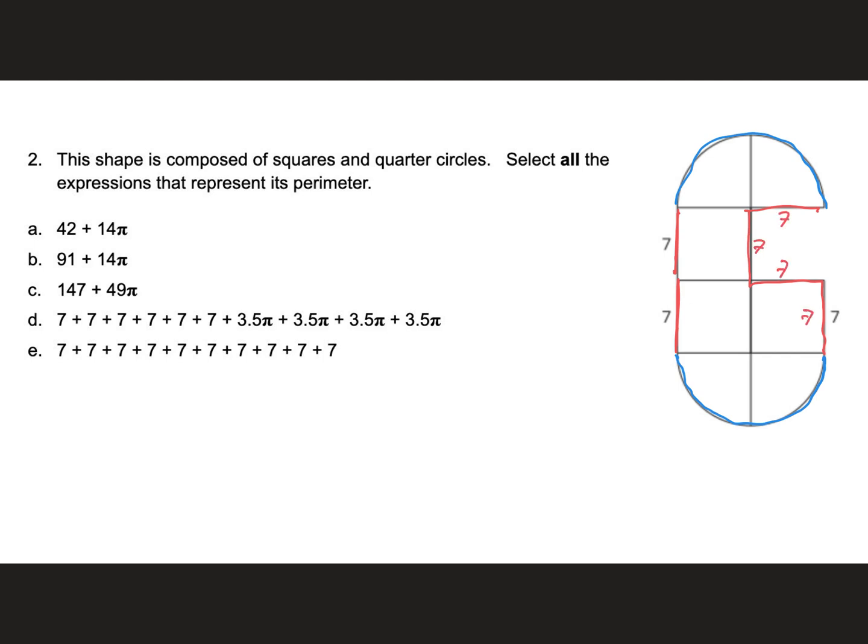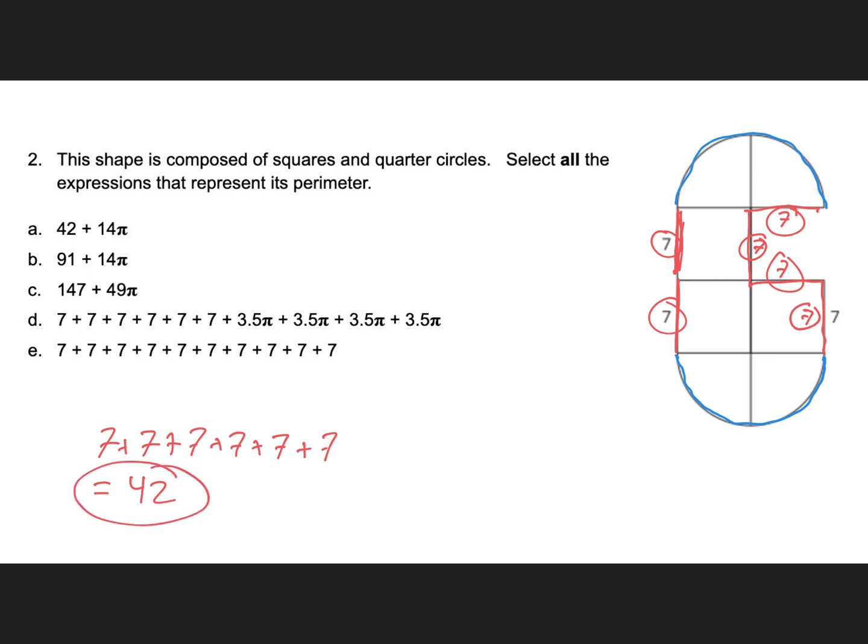So first, if I just added up all of the red pieces, all of the lengths of the sides of the square, I would have 7 plus 7 plus 7 plus 7 plus 7 plus 7. I have 6 sevens. 1, 2, 3, 4, 5, 6. 7 times 6 is 42. So I know that part of the perimeter of this shape is going to be 42, and then it's going to be added to, I need to add the circumference of these 4 parts of these quarter circles.